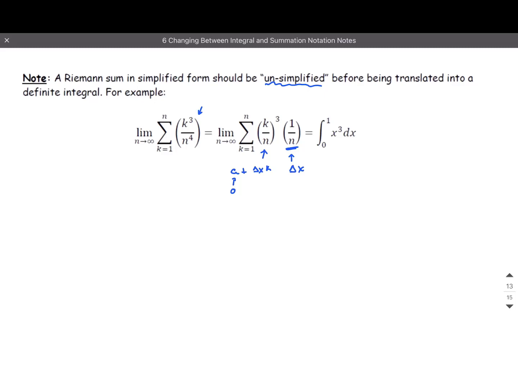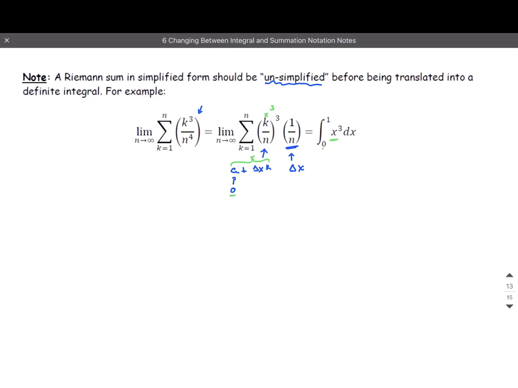Notice also, this is all my x value. So this is my x cubed. That's where my function x cubed comes from. And since my a is 0, my lower limit is 0, and 1 over n is my delta x, that has to equal b minus a over n. So 1 has to equal b minus a, a is 0, b is 1. That's where the upper limit comes from.